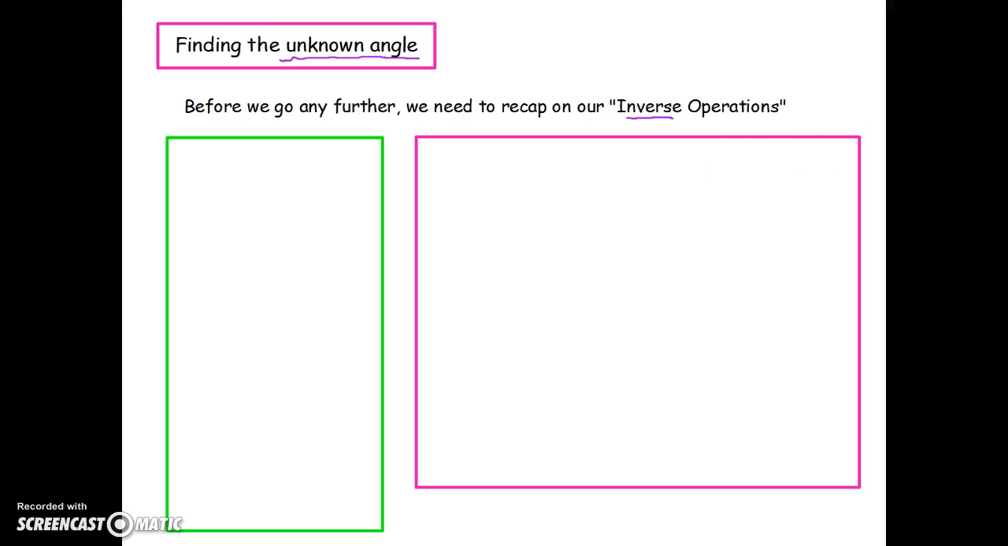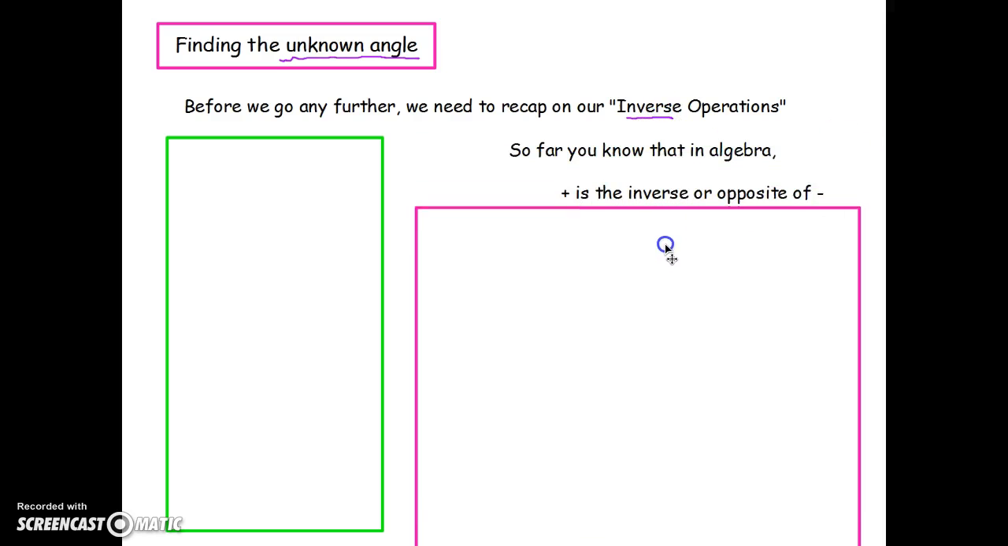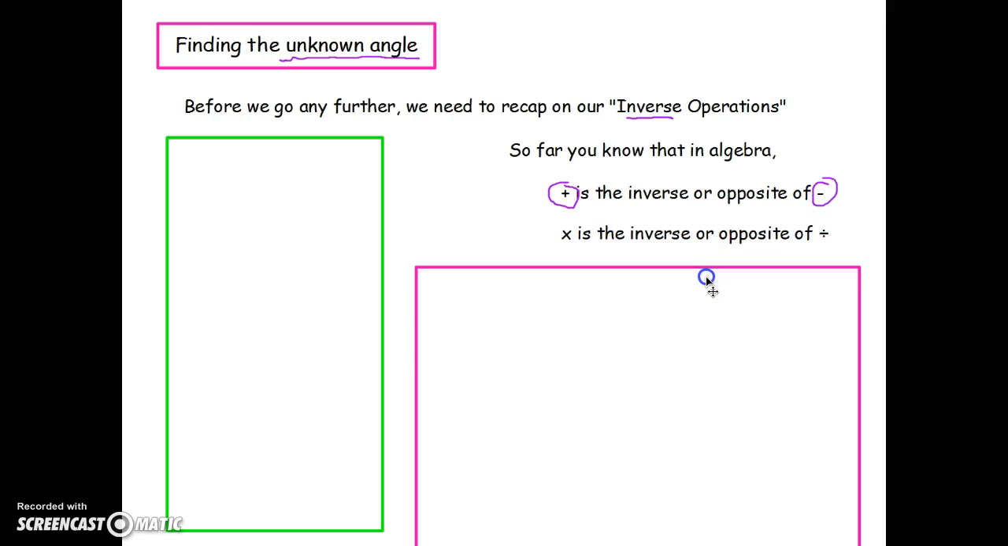You've done this a bit with algebra. What you should know is that if you've got a plus and you need to undo that, then you use the inverse function, which of course is a minus. So a plus and a minus are the inverse of one another and are used to undo each other in algebra. You also know that a times and a divide are the opposite functions. If you have a times and you need to undo it, you use a divide and vice versa. And that's what we mean by inverse operations.